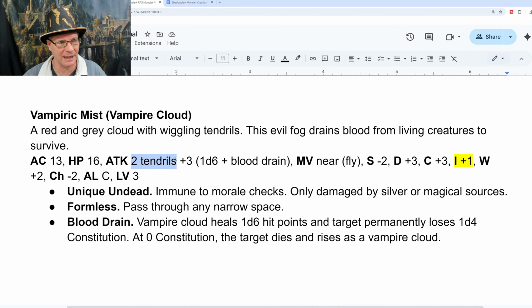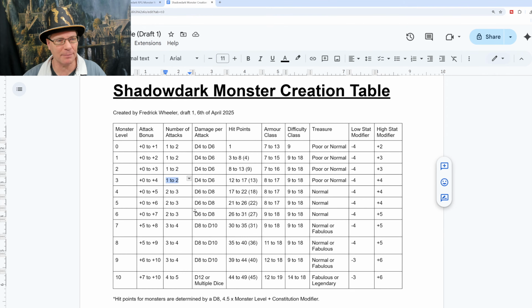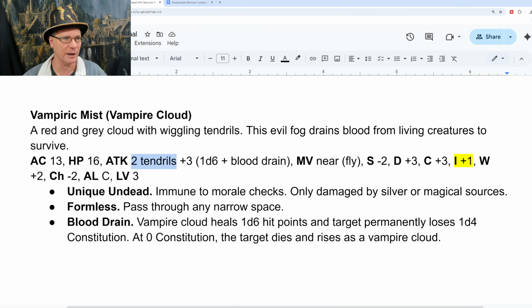So 2 tendril attacks. Okay, now what would our attack bonus normally be? In this case, our attack bonus can be anything for a monster that's level 3 to level 3, 0 to 4. I find 3 is probably better than 0. So between 3, 4, or 2. So from 3 up or down 1 point is usually the best way to go.